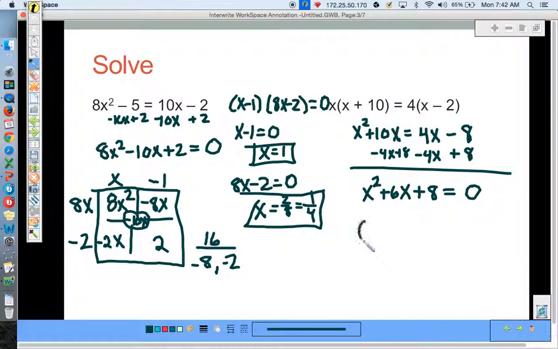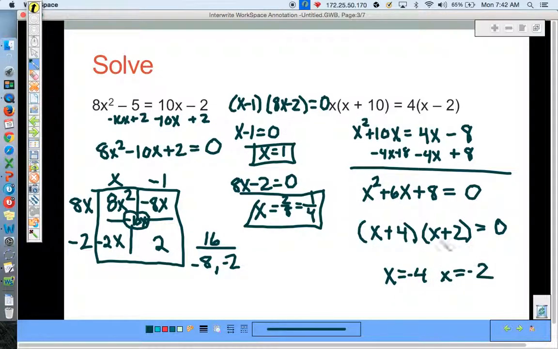Some of you are getting used to these easy ones, and you say, well, I know what that is. That's x plus 4 and x plus 2. Or you can do your box and circle. So we have x equals negative 4 and x equals negative 2. It's nice and easy when it's just an x plus something to solve there.